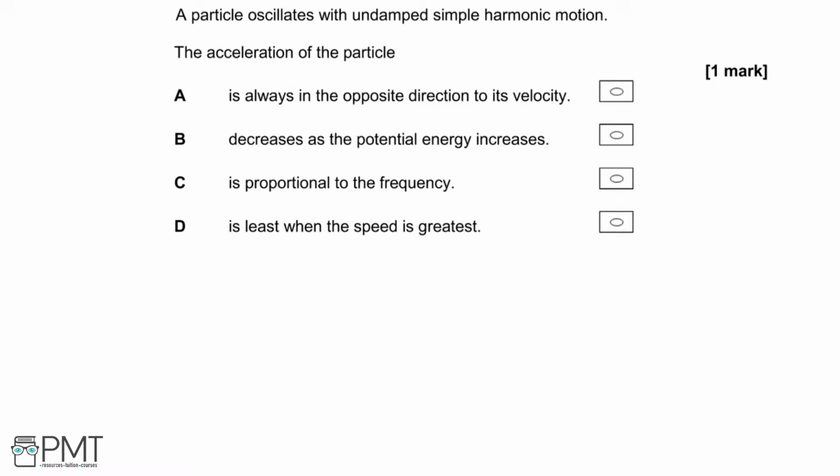So for option A, the acceleration of the particle is always in the opposite direction to its velocity. Well, let's think about an object moving with simple harmonic motion, for example, just an object moving from side to side. So this object will always be accelerating when it's not at the center, because the center is the only place where there is no net force on the object. So there's no resultant force and therefore no acceleration.